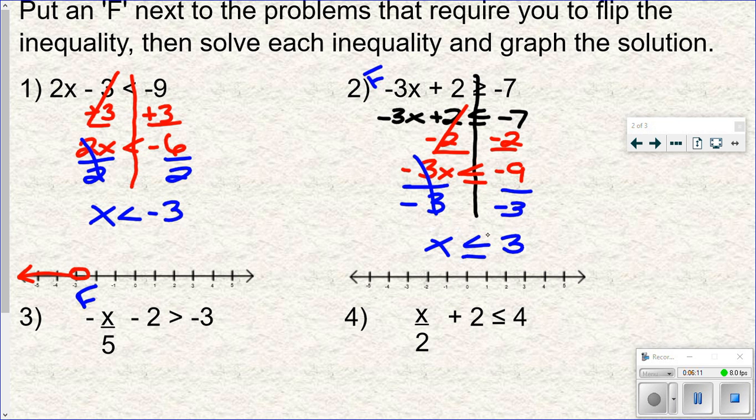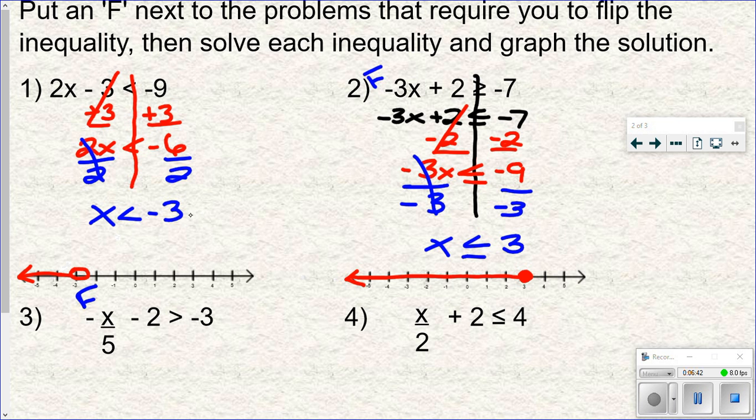X is all the values that are less than or equal to 3. So this is going to be a solid circle this time at 3 because of the or equal to. X is all the values that are less than that, so those values are to the left. And if you go and look at my lesson on graphing inequalities, there's a trick you can use: you can think of this as an arrow and it points which way to shade. So this is pointing to the left, I shade to the left.